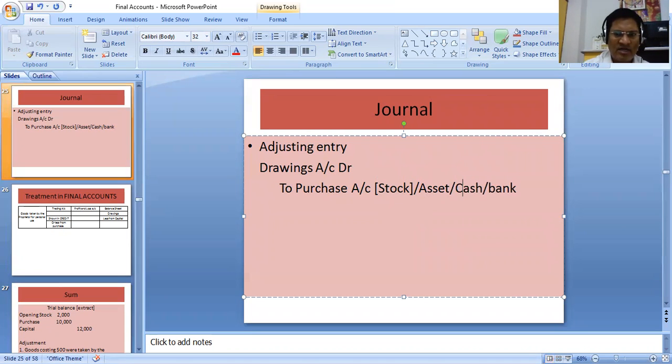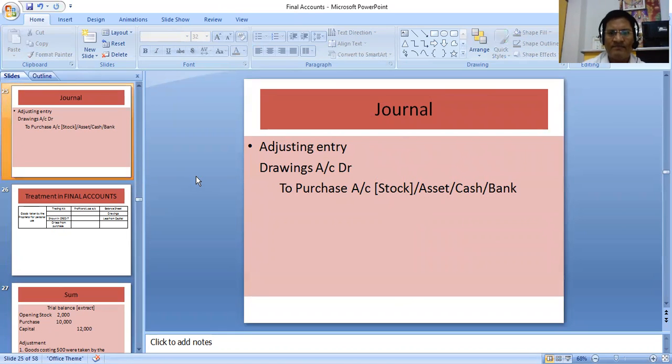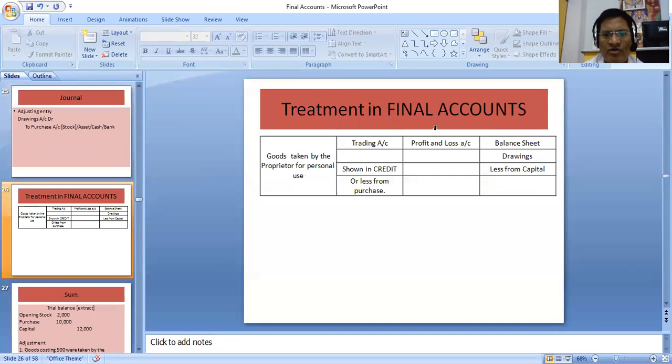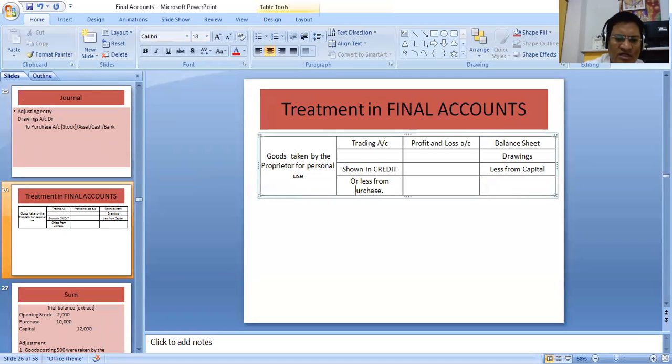Before that, the journal entry is this, then how will we be treating it in the balance sheet or in the final accounts? Let's understand that even. Treatment in the final accounts: goods taken by the proprietor for personal use, we are strict to the goods only. So we are writing in the credit side of the trading account as goods withdrawn by the proprietor, or we can even subtract from purchase. Subtract from purchase is what is more applicable as per our board is concerned. In the balance sheet, we will just simply subtract these drawings from capital, less from capital.